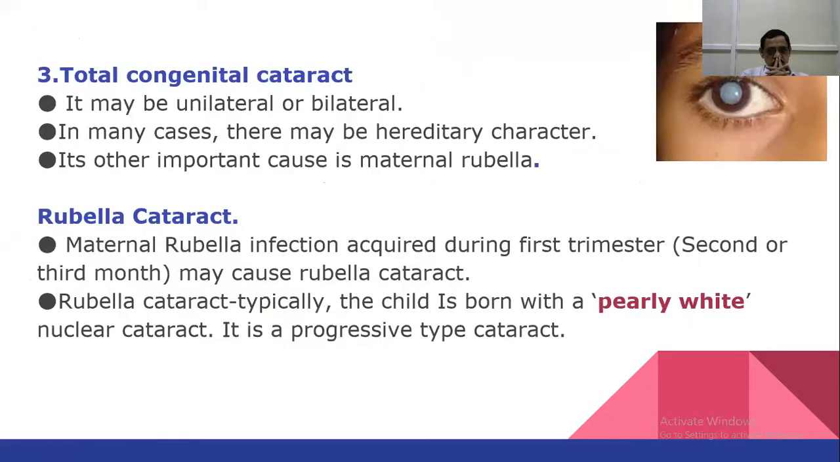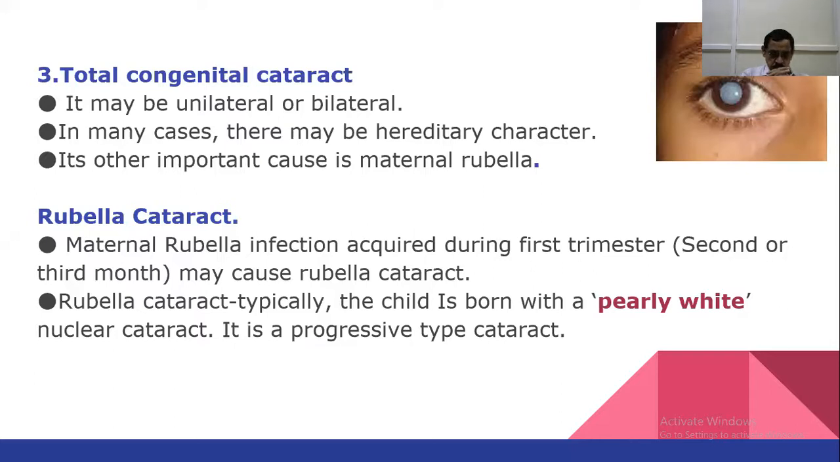Third one is total congenital cataract. It may be unilateral or bilateral. In many cases, there may be a hereditary character. Its other important cause is maternal rubella. Maternal rubella infection acquired during the first trimester may cause the rubella cataract.